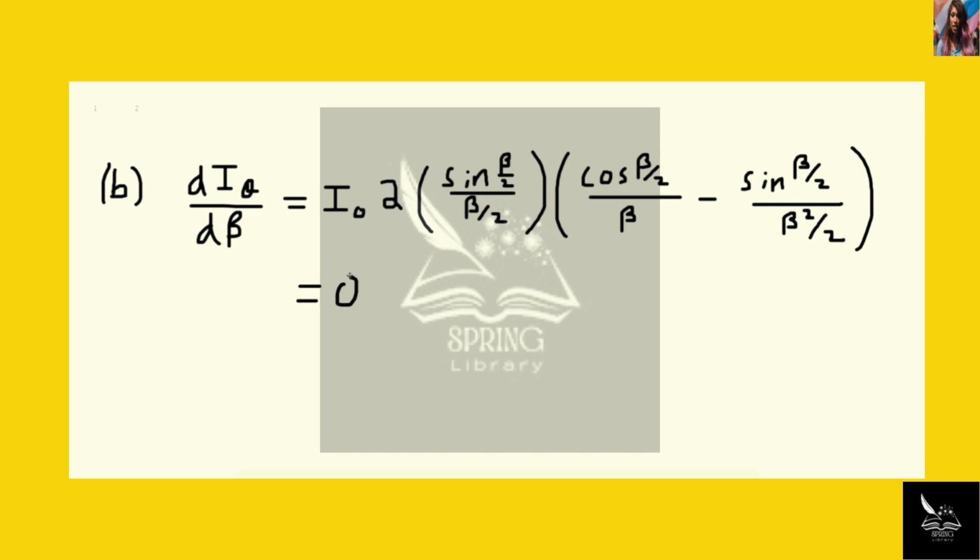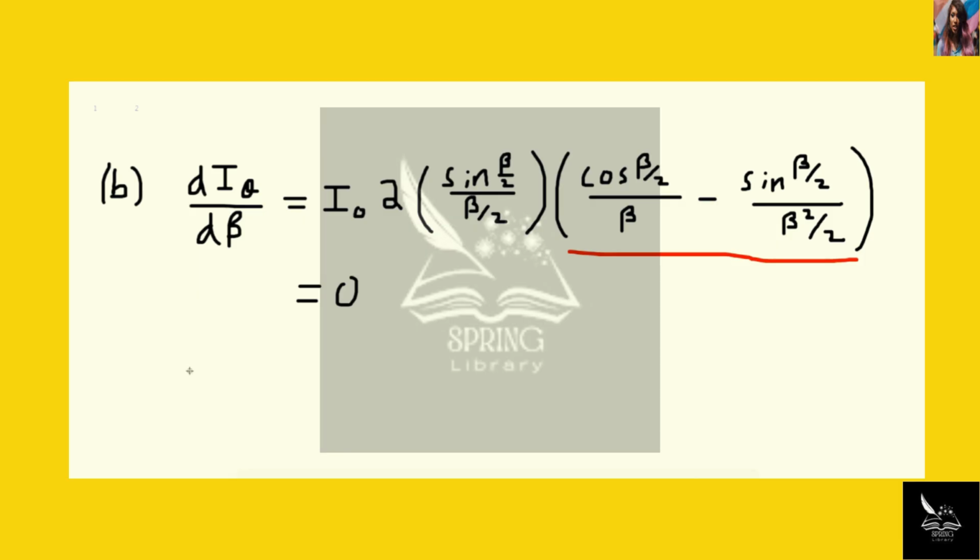We want to set this equal to 0 because that's when a minimum or maximum occurs, since that's what happens with the derivative. But in the above equation, when the first term, the sine beta over 2 divided by beta over 2, is 0, the intensity I theta is minimum. So the first term can't be 0.